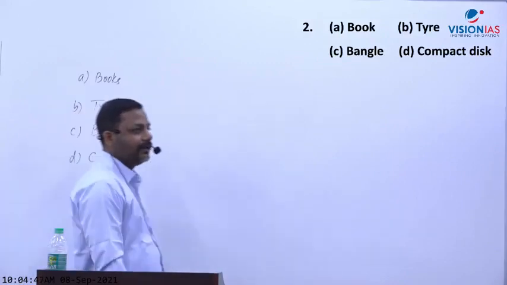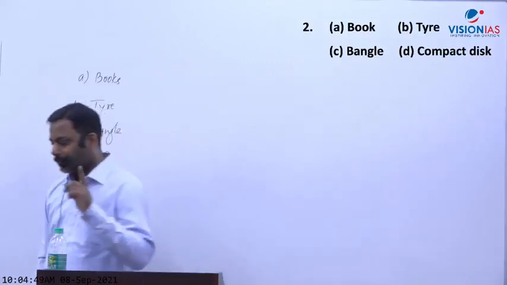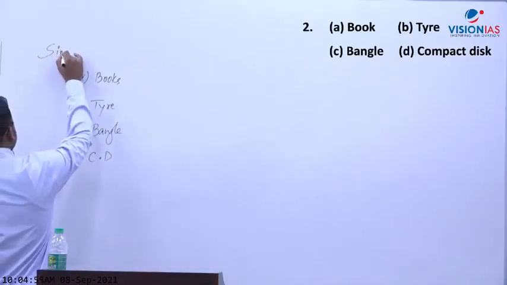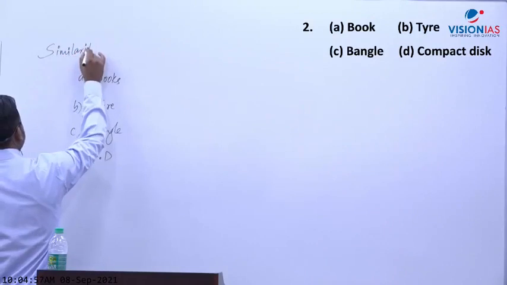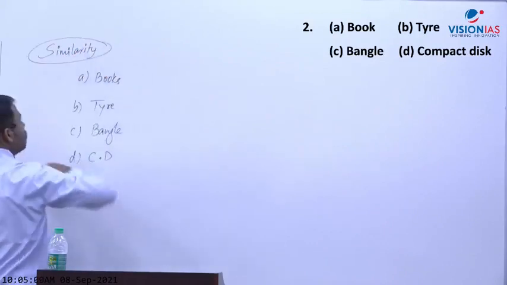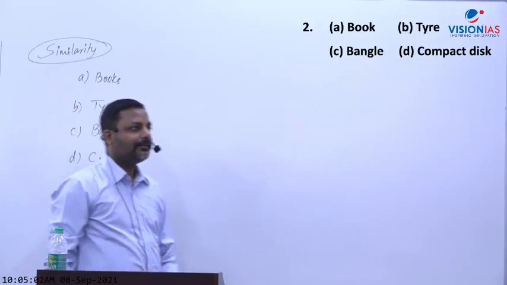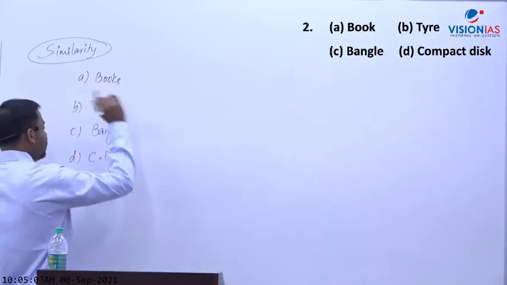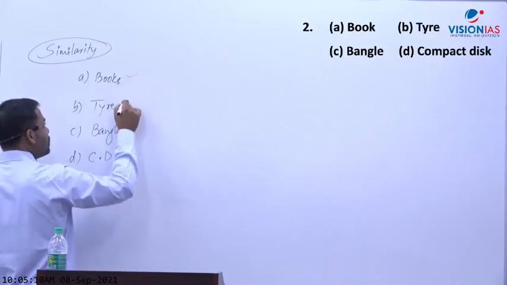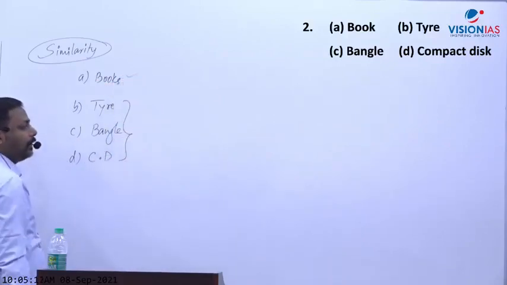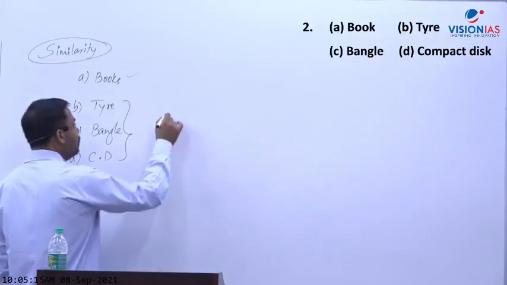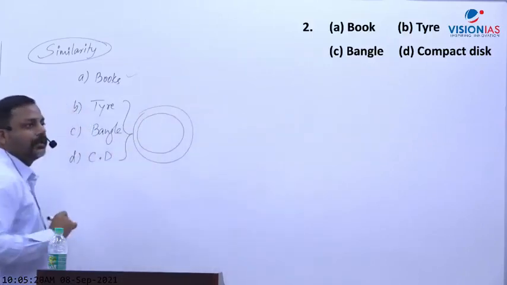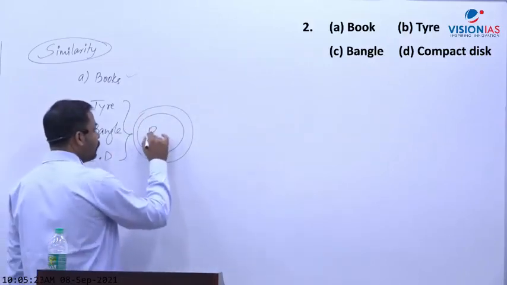Okay, because CD is an electronic item. See, one thing. As I said earlier also, we need to find the similarity between the 3 options first. Yes, very good, Prashant. Here, the correct answer is book. Since tire, bangle and compact disc, these are in a form of ring. Their shape is in a form of ring.